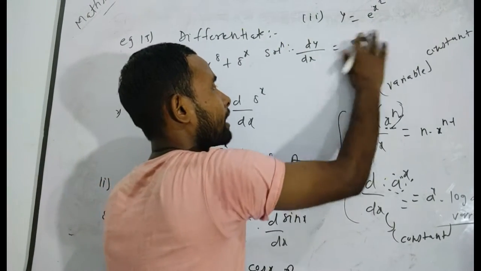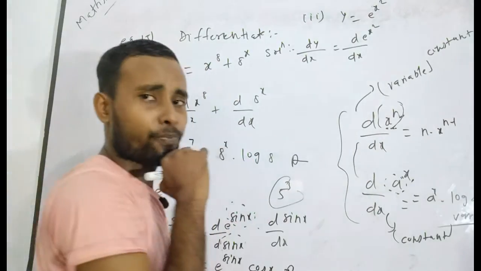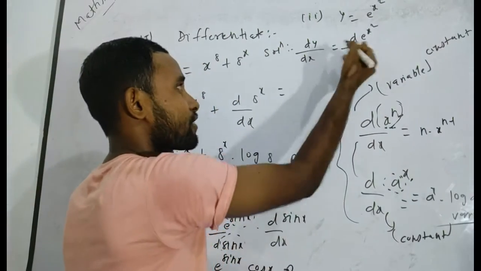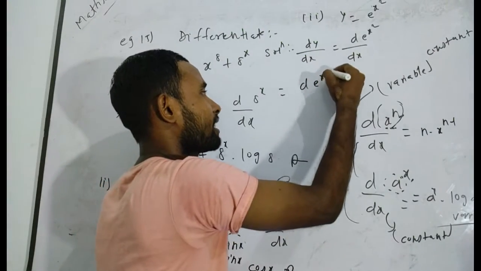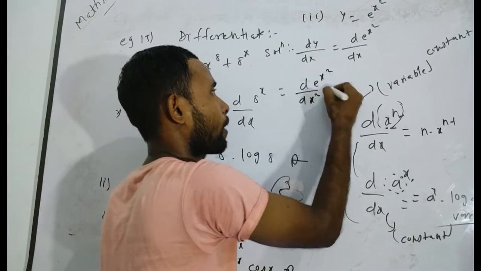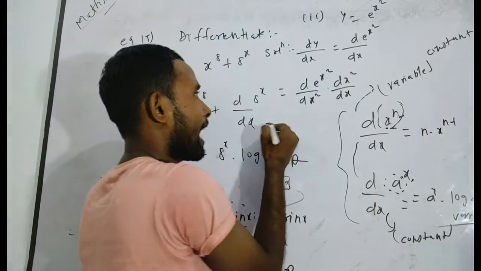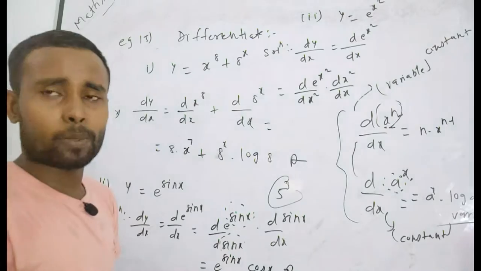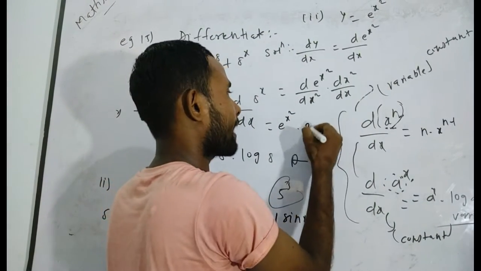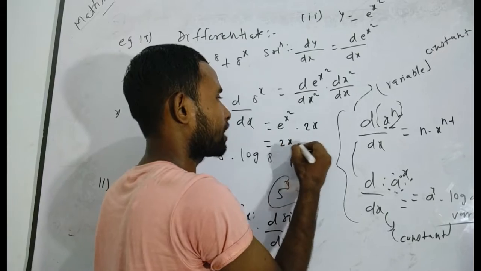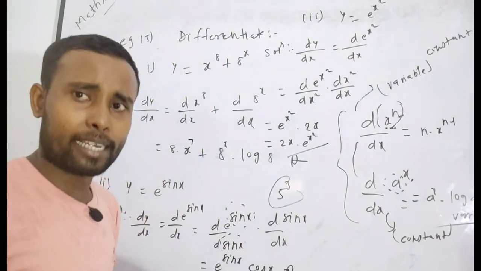In that case, you will get the derivative of y, that means the derivative of e to the power x square with respect to x. Now, as you know, you can't differentiate this function completely the first time. That's why I want to differentiate e to the power x square with respect to x square. Again, you have to differentiate x square with respect to x. The derivative of e to the power x square with respect to x square will be e to the power x square, and the derivative of x square with respect to x will be 2x. That's why I want to write here 2x into e to the power x square. This is your correct answer.